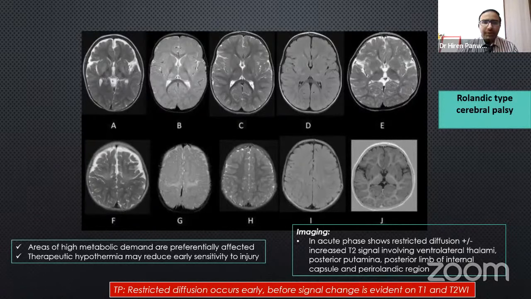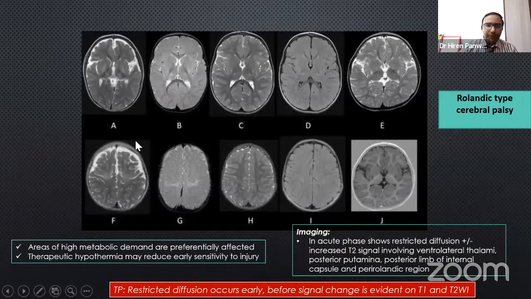As this disease is static, one insult happened, whatever damage has to be there, it has already been done. So when you see this kind of classical posterior putamen and ventrolateral thalami involvement on T2 and FLAIR images, they can also involve the posterior aspect of the internal capsule, with associated areas of abnormality involving the perirolandic gyri, involving the cortex and subcortical white matter, which in an acute case can show restricted diffusion, but in a chronic case, they can show volume loss and parenchymal thinning.